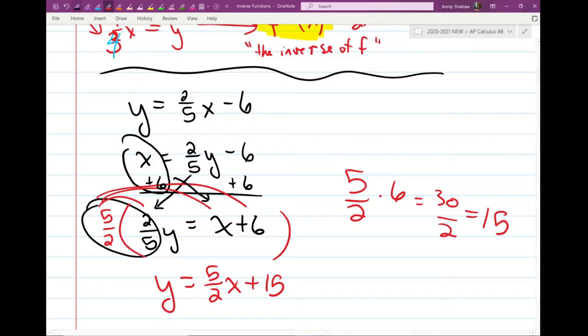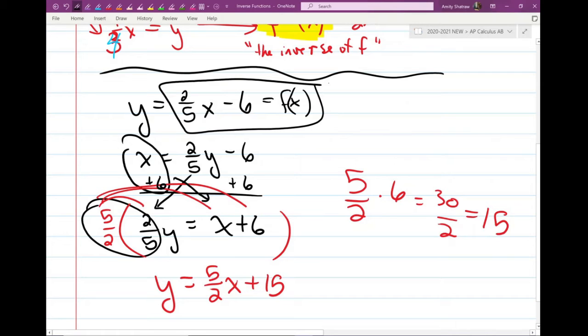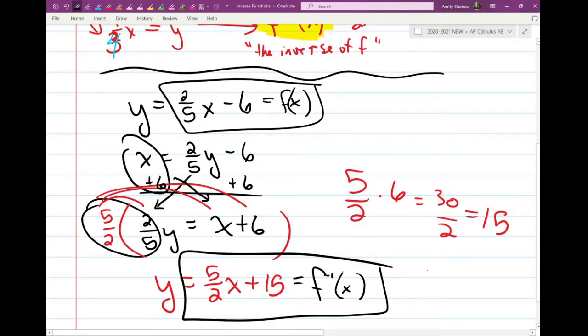And so when we started out, if I called this f of x, you might not have been able to guess, right, what the inverse would look like. Here's what the inverse looks like. 5 halves x plus 15. Okay, maybe you couldn't have, but I will point this out.